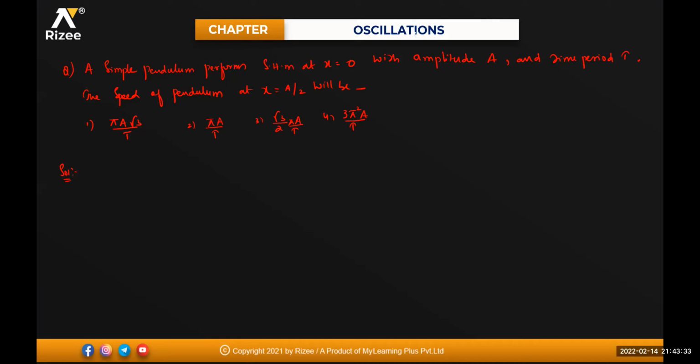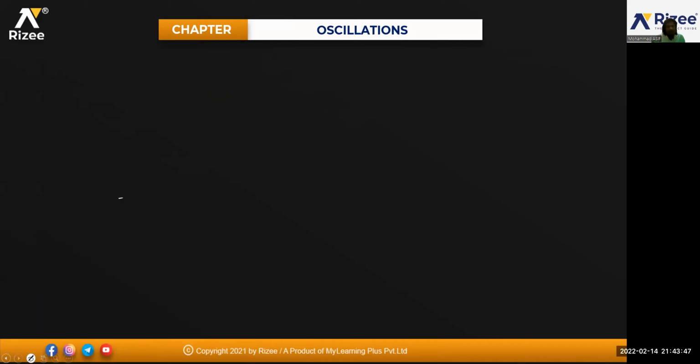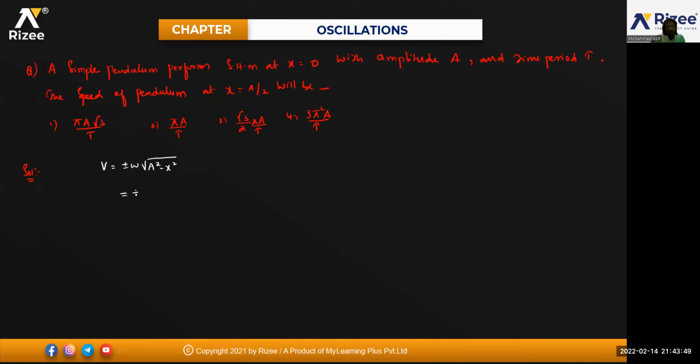Option 1. Very good. Let me check. V is equal to plus or minus omega under root of A square minus x square. Isn't it? So that is equal to plus or minus omega, whose value is 2 pi by capital T, into under root of A square minus x square, where x is A by 2 whole square. That means A square divided by 4.